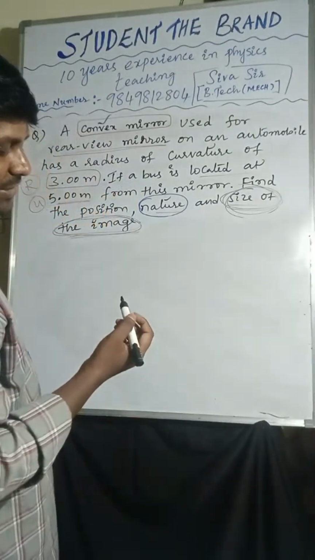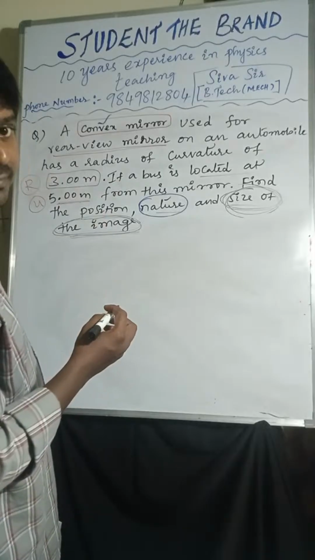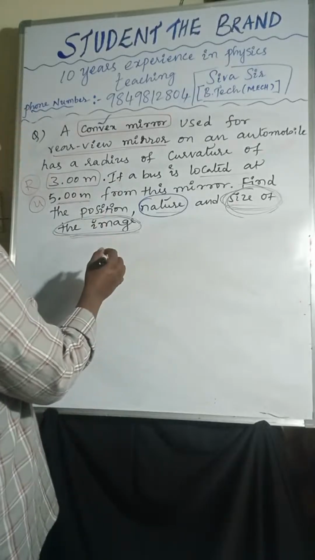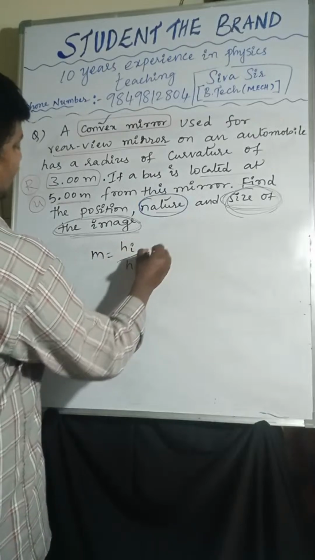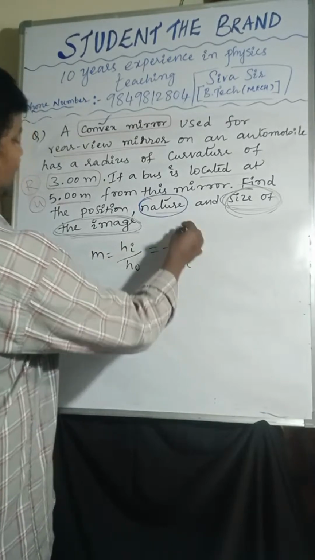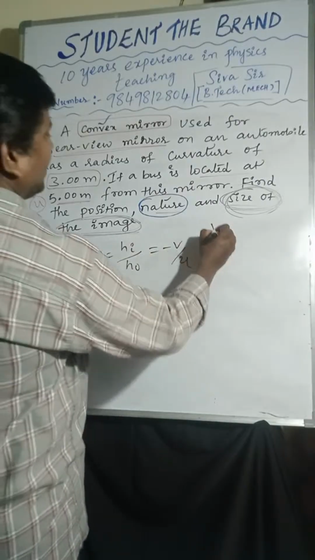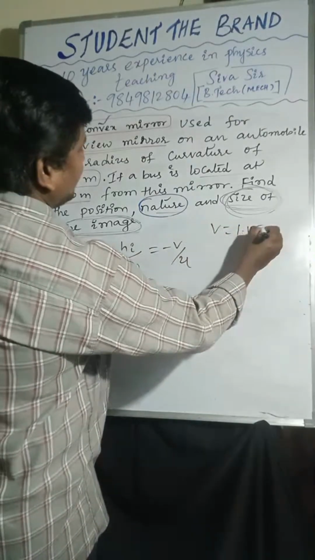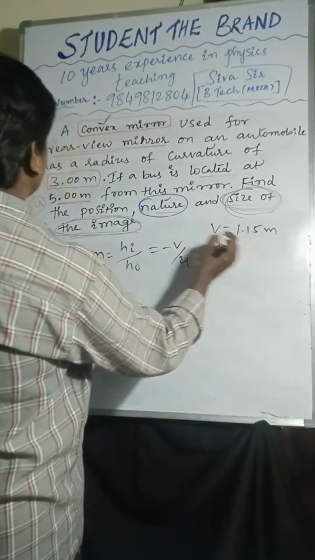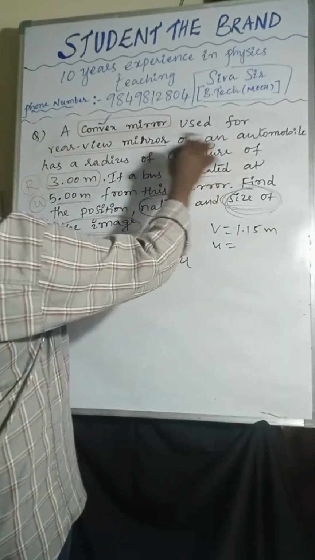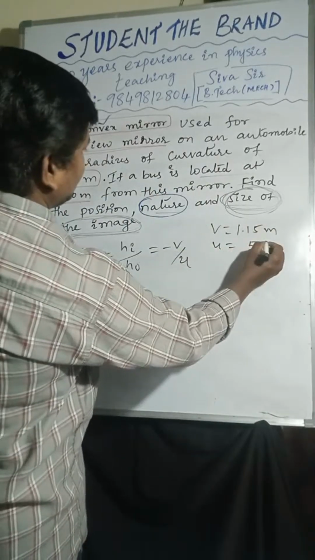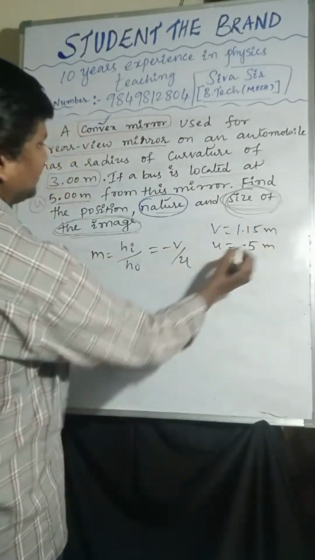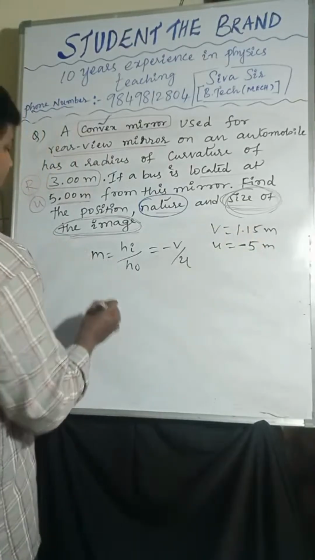Size of the image, magnification equal to height of the image by height of the object. That is nothing but minus v by u. So we know the values. How much did we get? v equal to 1.15 meter, and the object distance is, it is a convex mirror, the bus is located 5 meter. So minus object distance, minus, image distance is positive.